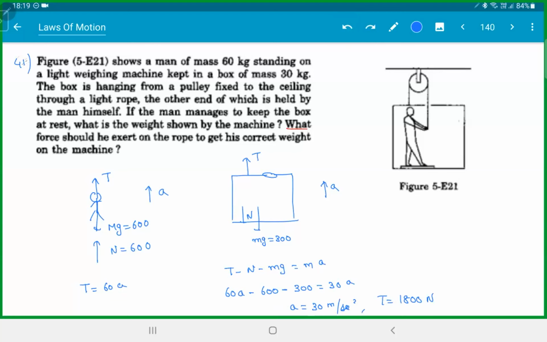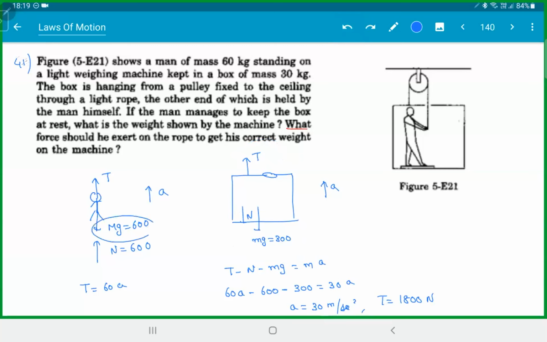The mistake people make is they take A as 0 and they try to solve and they don't understand what is happening. You'll get T as 0. If T is 0, then this will be 0. Then who is holding the box? You get the meaning? With whatever force you pull the string, the string will also pull you with the same force. Tension is equal to mass into acceleration.